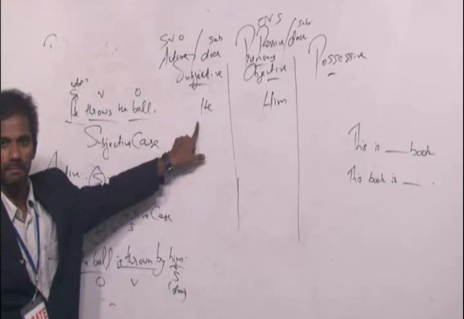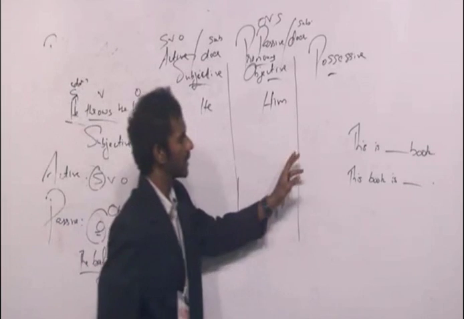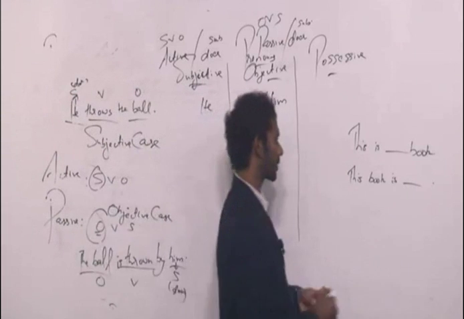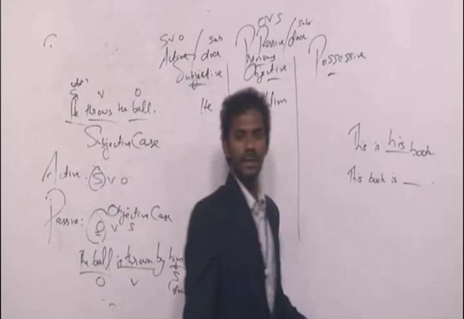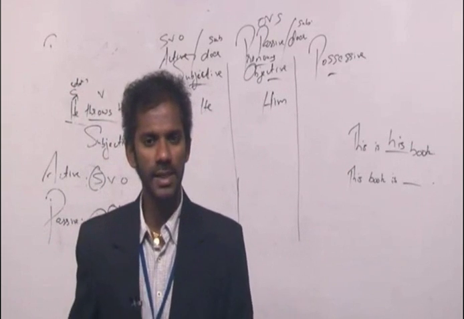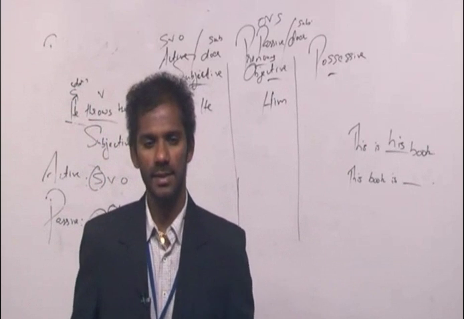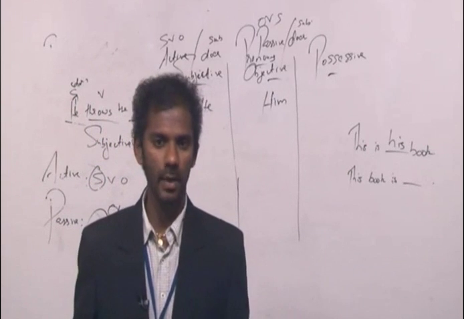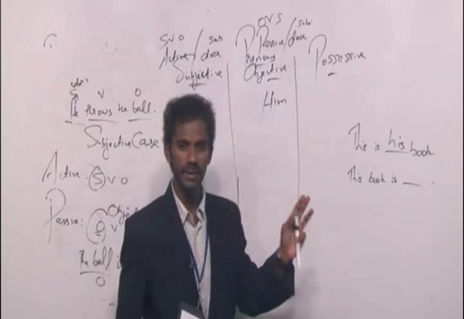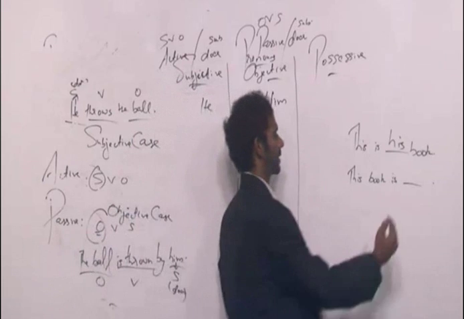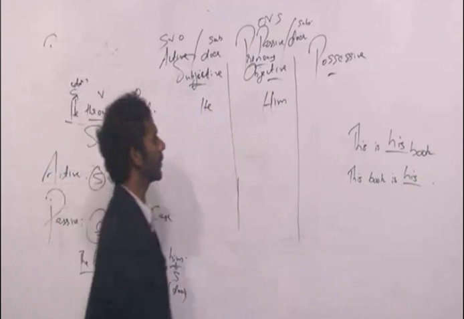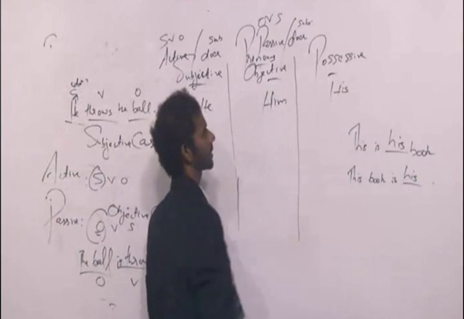This is dash book, this book is dash. Depending on he, this is his book. This book is dash. Should I say this book is he? I should not say. If I say this book is he, that means he is a book. Right? I'm not saying that he is a book. I'm saying the book belongs to that particular person. Right? So this is his book. This book is his. Clear? So he is subjective, him is objective, his is possessive.